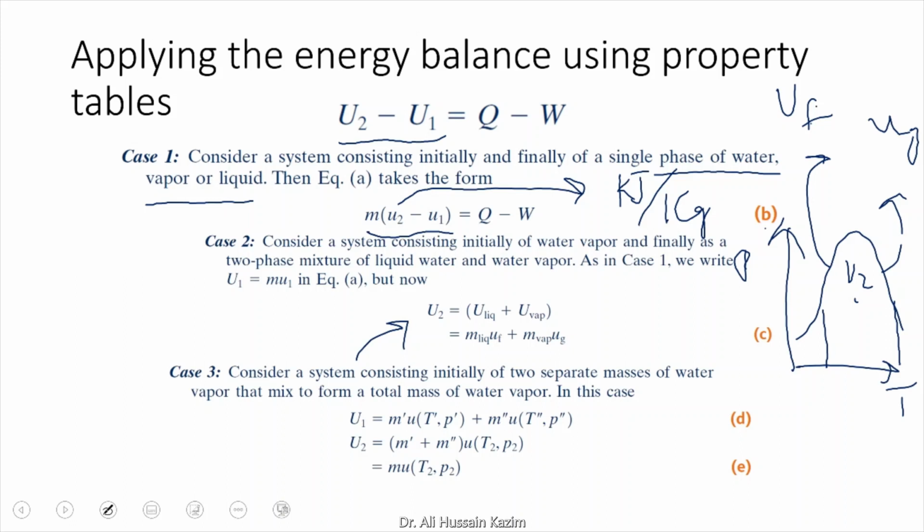And the last part is that if we have two separate masses of water that mix to form a total mass of water. So two separate masses of water means that we would multiply mass 1 with its specific internal energy, and then we add to it mass 2 with its specific internal energy.